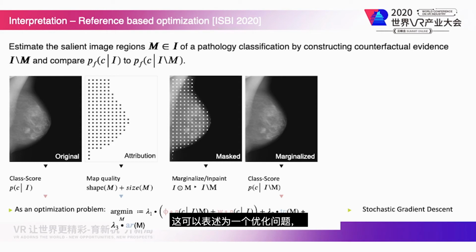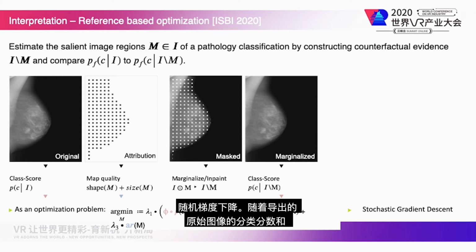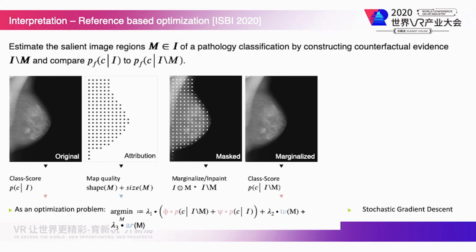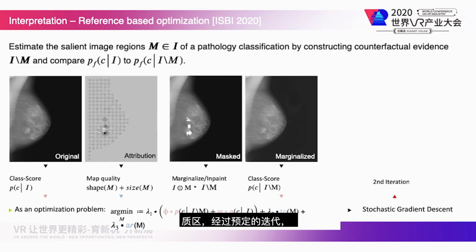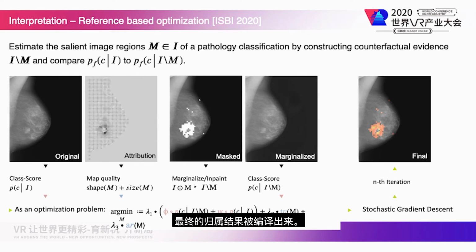This can be formulated as an optimization problem solved by stochastic gradient descent. We derive classification scores of the original image and the marginalized image and compute their difference. Additionally, we derive some mask quality measures and combine those with the classification scores into an optimizable score. During the optimization iterations, the mask becomes more and more focused around the pathological region, as visible in the images. After a predefined number of iterations, a final attribution result is compiled.